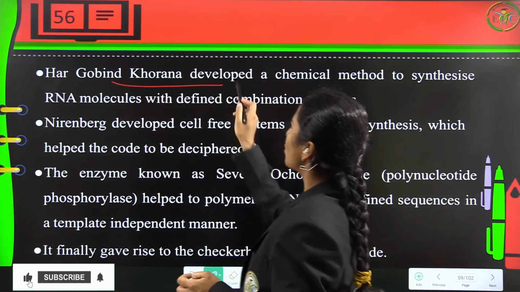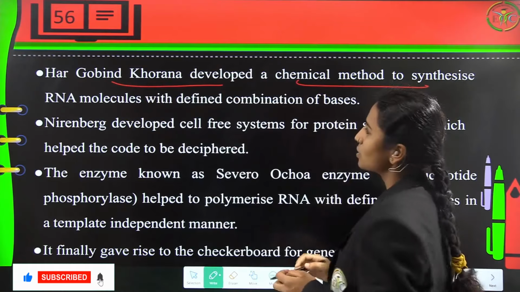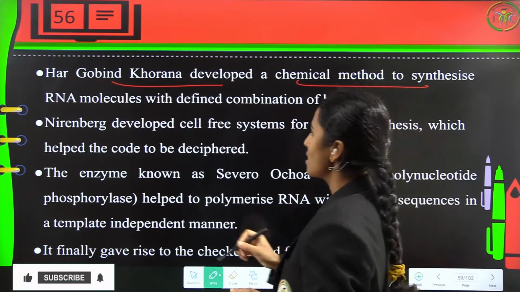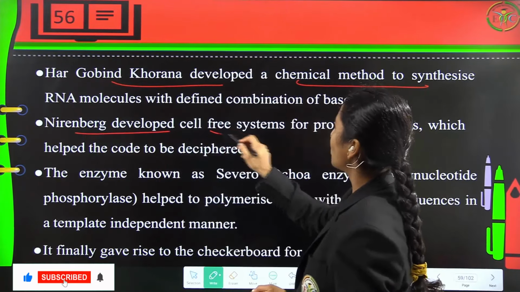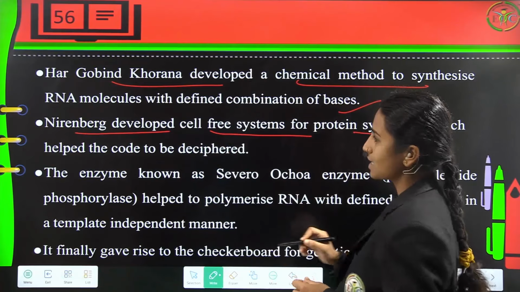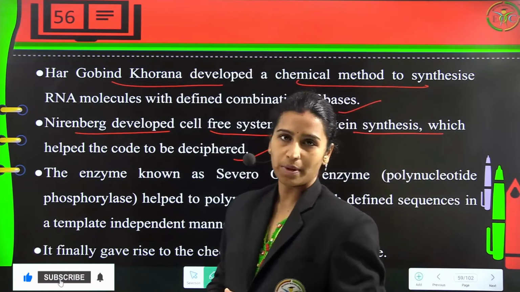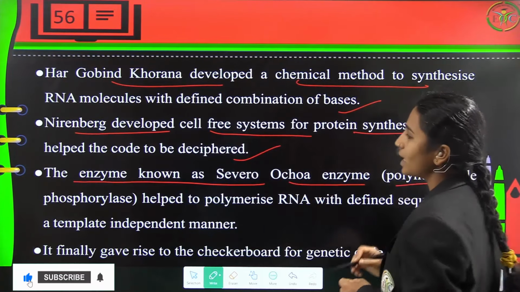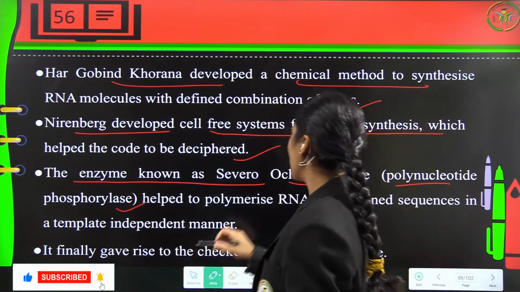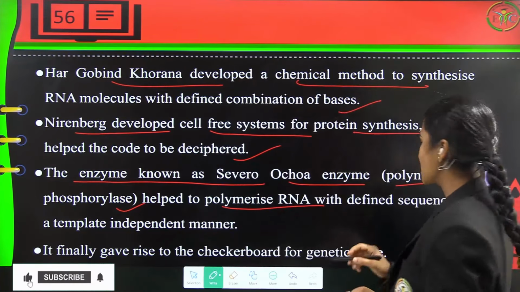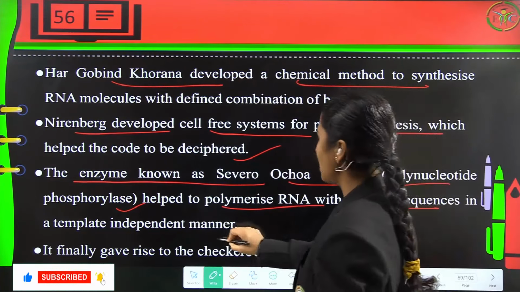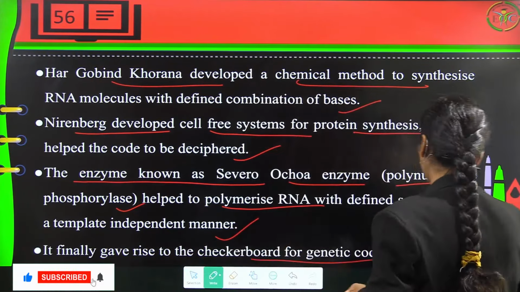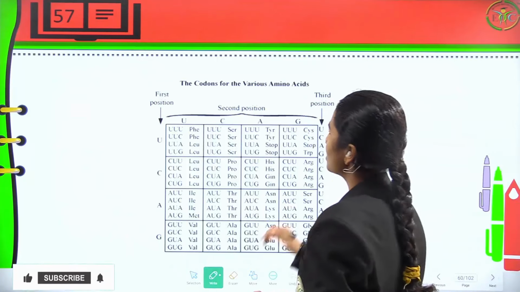Now Har Gobind Khorana developed a chemical method to synthesize RNA molecules with defined combinations of these bases. Nirenberg was the one who developed cell-free systems for protein synthesis, which helped in deciphering the code. Then the enzyme discovered by Severo Ochoa, polynucleotide phosphorylase, helped to polymerize RNA with defined sequences in a template-independent manner, and it finally gave rise to the checkerboard of genetic codes. So this is the checkerboard.